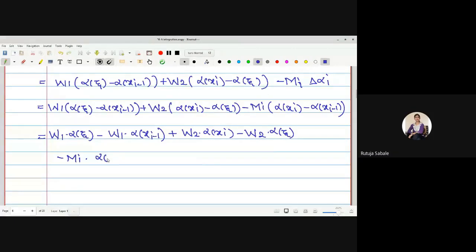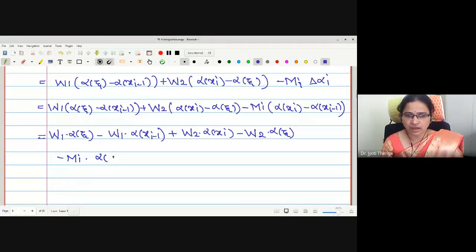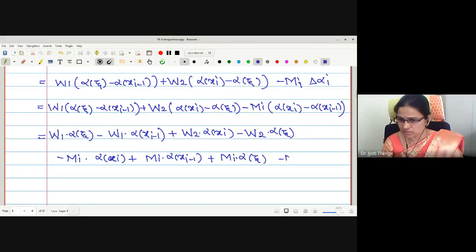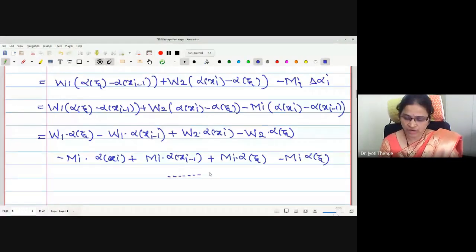Mi alpha zeta. Good. Therefore, I have to add and subtract the term mi alpha zeta. Here I have written the terms. Now here what we are going to do? We are going to add mi alpha zeta, minus we are going to subtract the same thing. And we are doing this just for the sake of adjustment. But here I will write adding and subtracting.